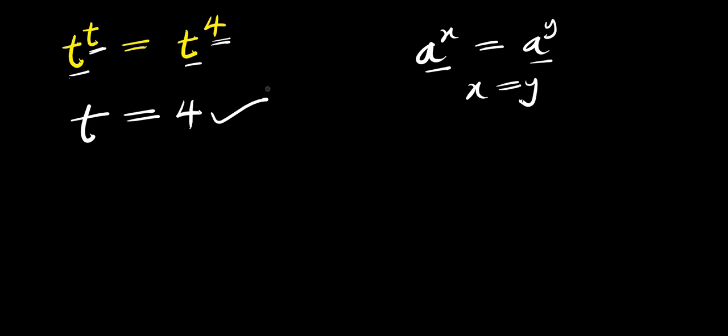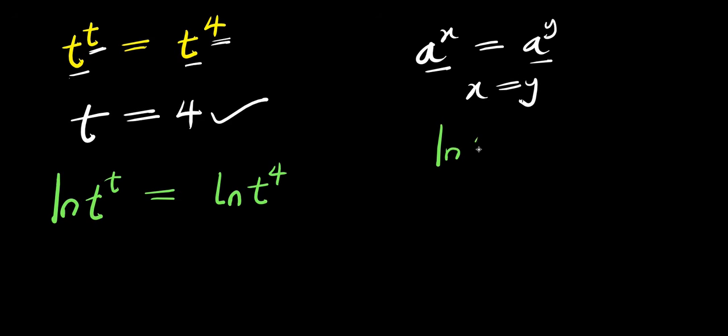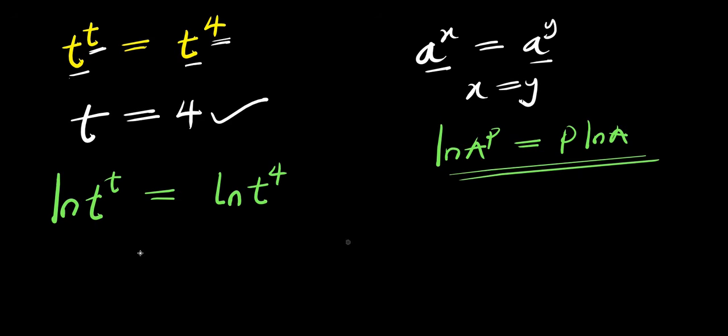Let's solve for the other values of t. And how are we going to achieve that? By making use of natural log. Natural log of t power t equals natural log of t power 4. If you have natural log of a power b, this equals b times natural log of a. Applying that property here, I'll have t times natural log of t equals 4 times natural log of t.